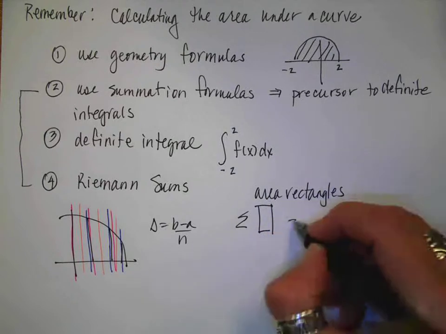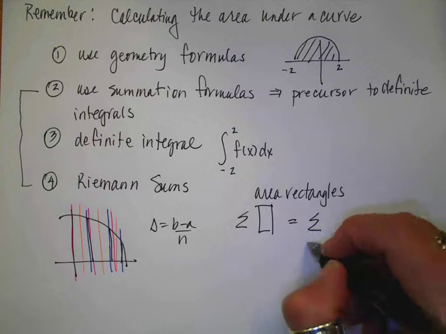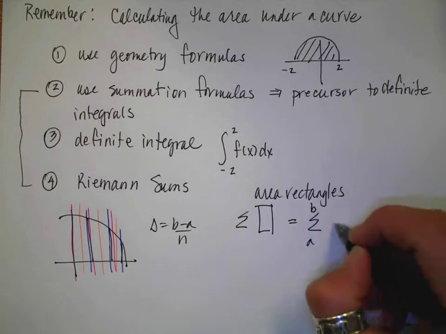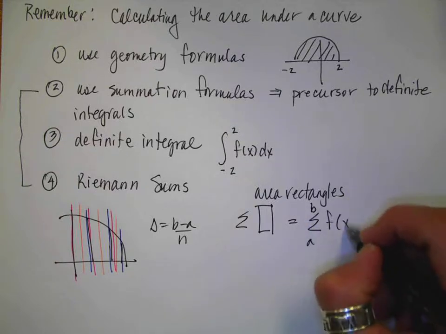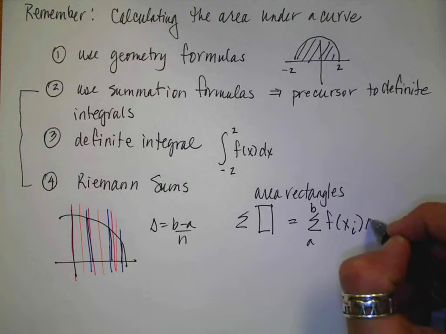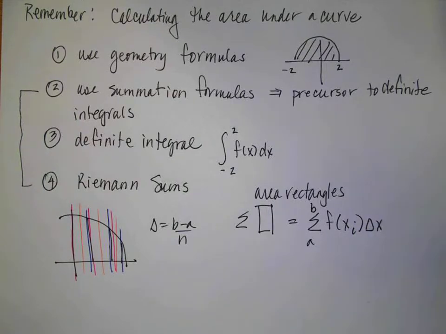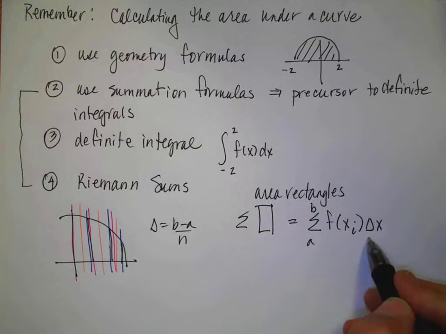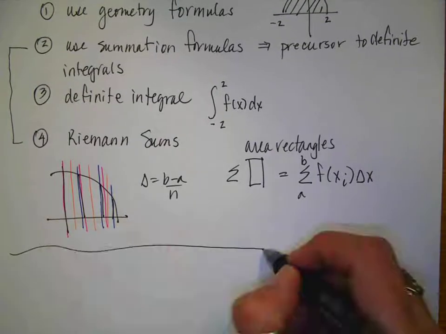So I'll write area of my rectangles. And those are the sum from a to b of the heights, and I'm going to call it x sub i, and then times whatever the delta x is. The other thing that's really nice to remember is delta x does not have to be the same for each rectangle. As long as I calculate the individual delta x's, I'm good to go.